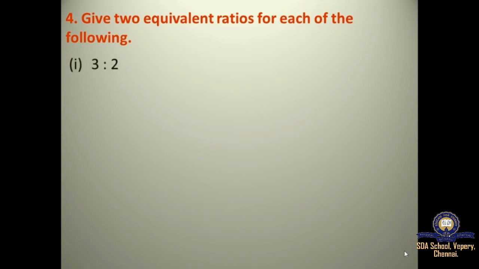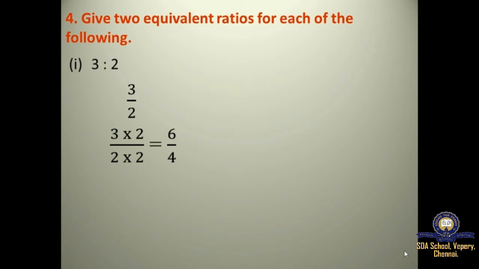So the first one is 3:2, okay? Now you are going to give the two equivalent ratios for the given ratio, okay? So the first step is you are going to represent the given ratio as a fraction, and you will be multiplying the fraction by 2, okay? So when you multiply both numerator and denominator by 2, you will be getting 6. That is 3 multiplied by 2 is 6 and 2 multiplied by 2 is 4. So we have found one equivalent ratio.